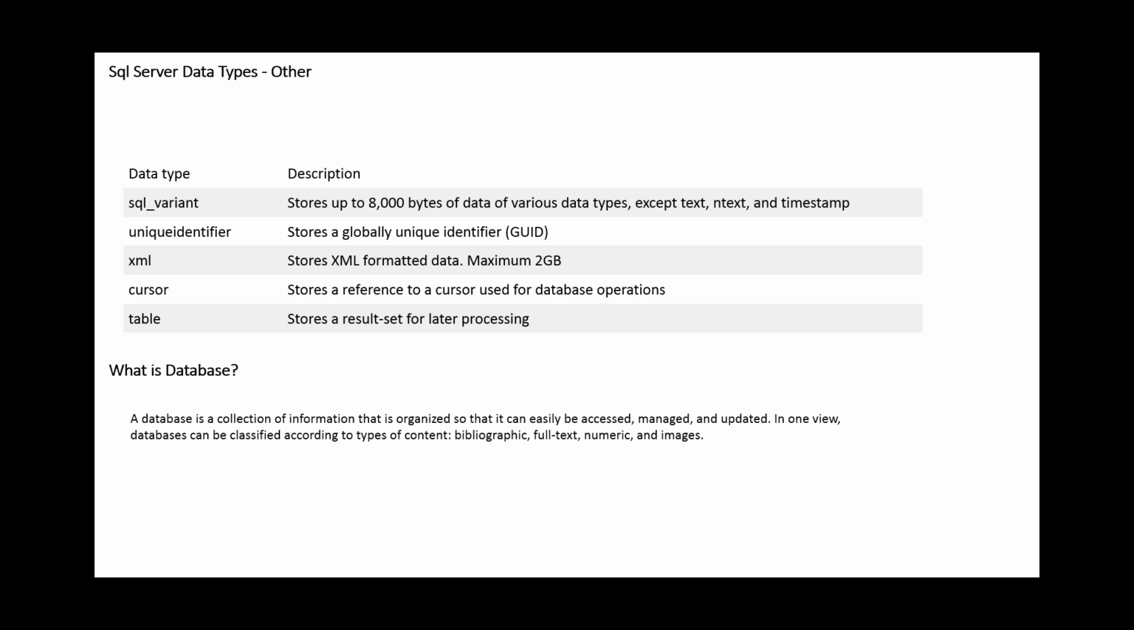XML means it stores XML data. Okay, maximum 2 GB, and cursor stores a reference to a cursor used for database operations. So cursors we will discuss once we get deep into the SQL programming in SQL Server. Okay, table also, a table data type is there. It is a temporary thing where you can store the data, just like in SQL Server tables, you can save data temporarily into these tables. Okay, these can be called as table variables.